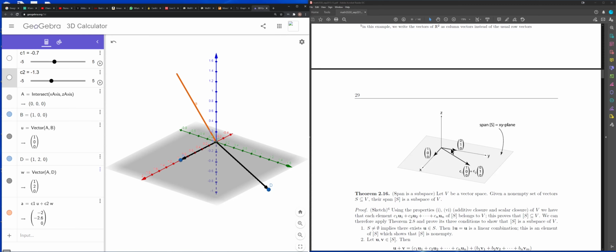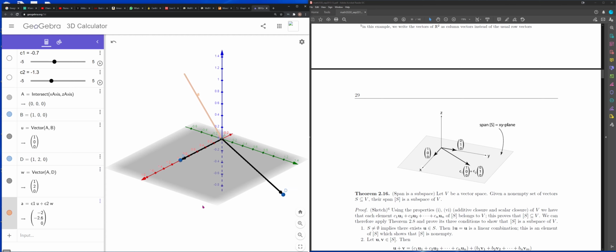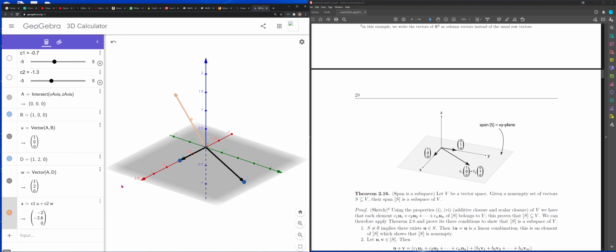The point I want to make here is that the vectors 1, 0, 0 and 0, 1, 0 were a spanning set for my xy plane. Over here, I'm using 1, 0, 0, but I'm no longer using 0, 1, 0. I'm using 1, 2, 0. So the vectors 1, 0, 0 and 1, 2, 0 are now a spanning set.